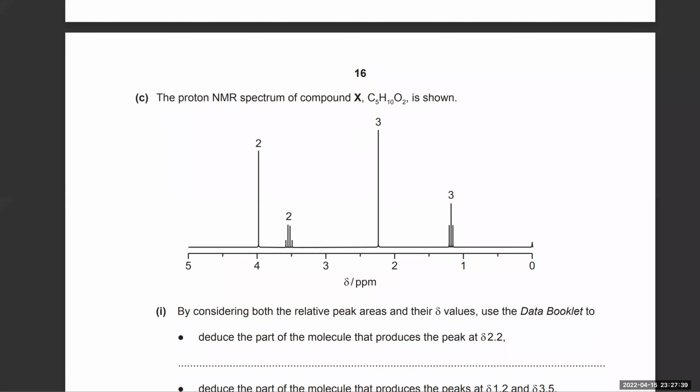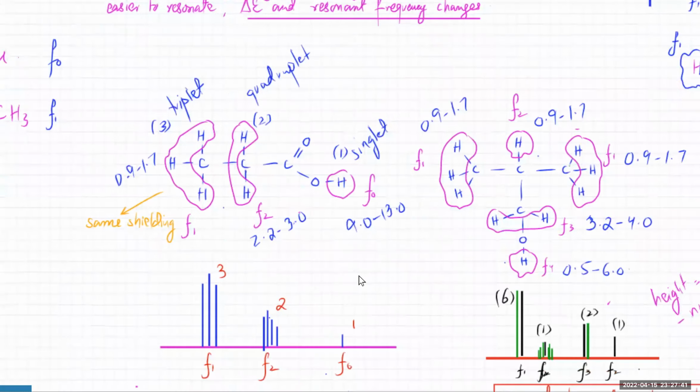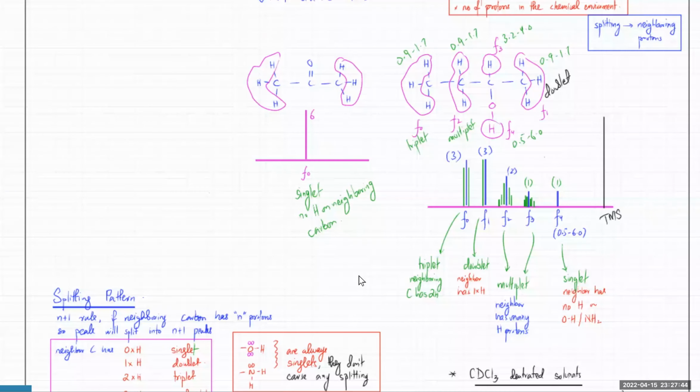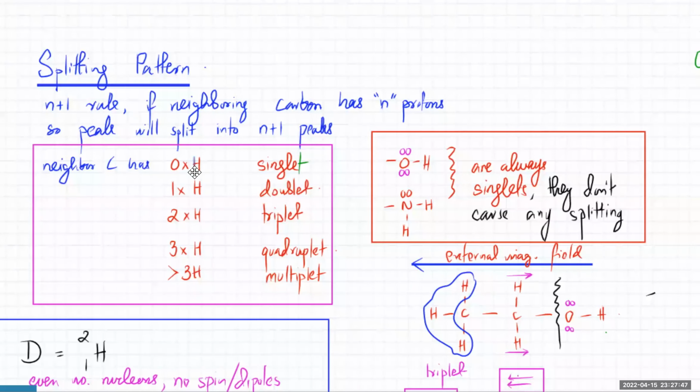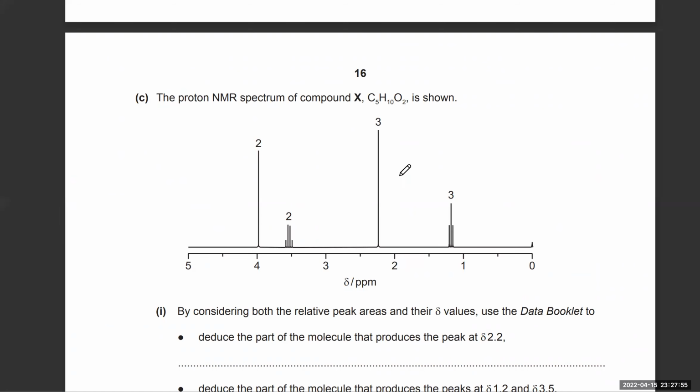And there was a splitting pattern. The second rule was that the splitting pattern depended on the neighboring carbon atom. If the neighboring carbon atom had no hydrogen, that's a singlet, one hydrogen, a doublet, two hydrogens, a triplet, the n plus one rule. So these are the two basic ideas. And the height of the peak gives you the number of protons. Over here, they're talking about this molecule. This one has three protons, so that is probably a CH3. This one has three protons as well, also a CH3. This one is going to be CH2.